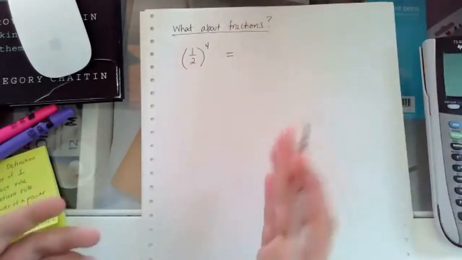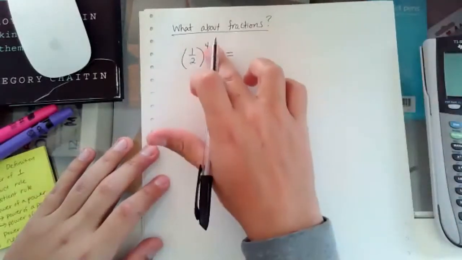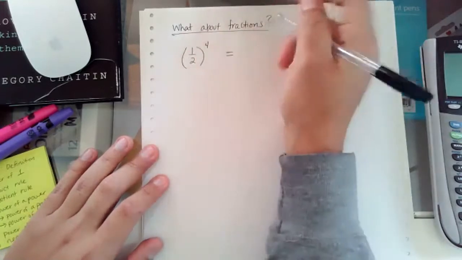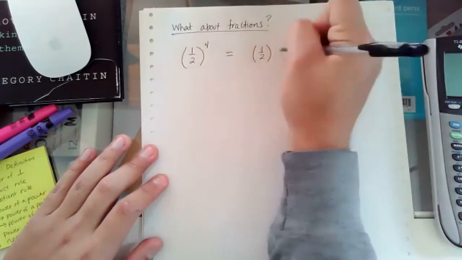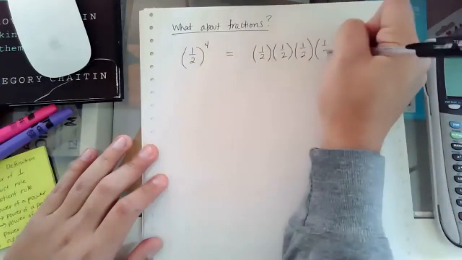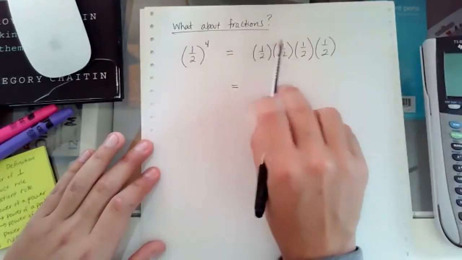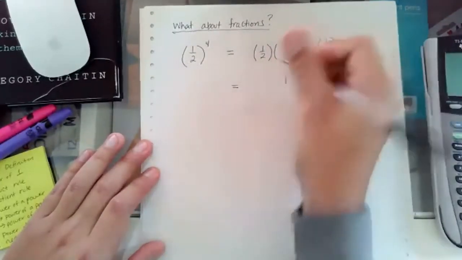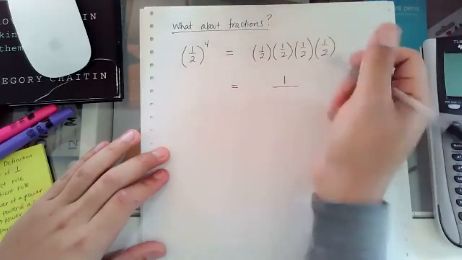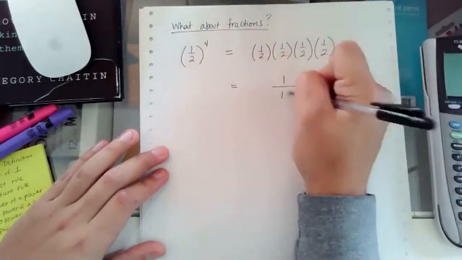Because you could do this in a couple of ways. Going back to just what the definition of an exponent is, it says write this base 4 times and multiply them. So 1/2 times 1/2 times 1/2 times 1/2. And then how do you multiply fractions? You multiply the top. 1 times 1 times 1 times 1 is just 1. And 2 times 2 times 2 times 2 is just 2 to the 4th power, which is 16.